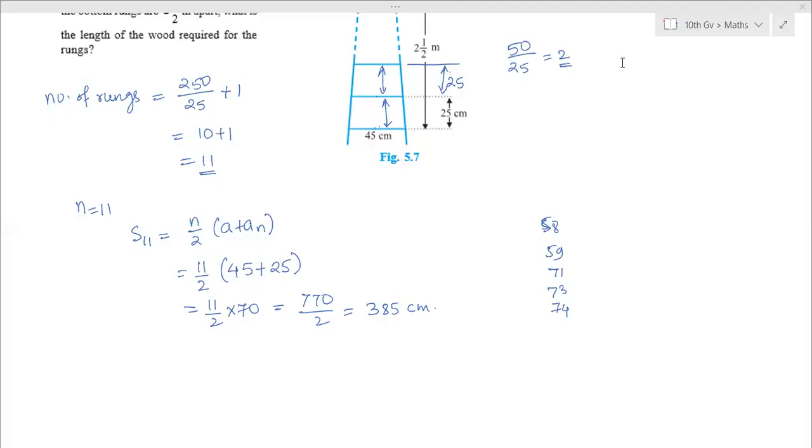Sn denotes the sum of first n terms of an AP. Prove that S12 is equal to 3 into S8 minus S4. Is that the question? Yes, ma'am. RHS, LHS separately you have to simplify and you have to show they are equal. Write the formula of S12 separately. Simplify. S8 and S4 subtract. Okay, ma'am.